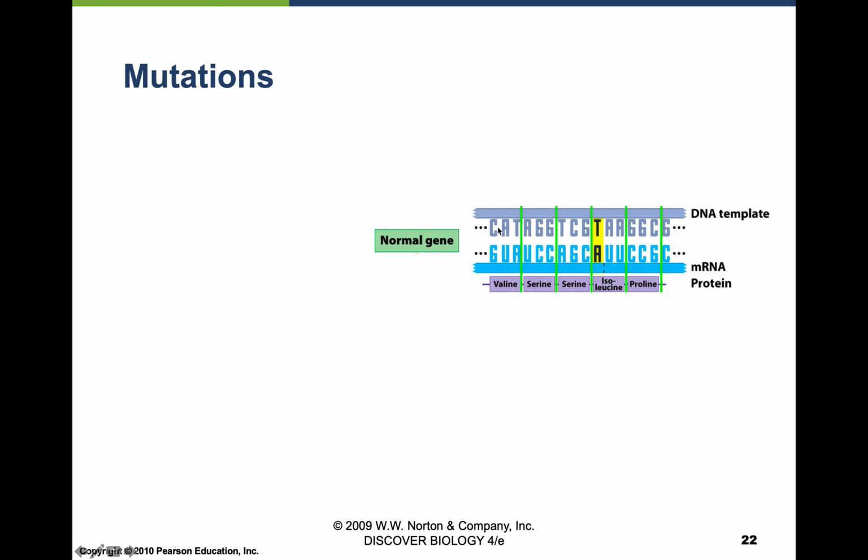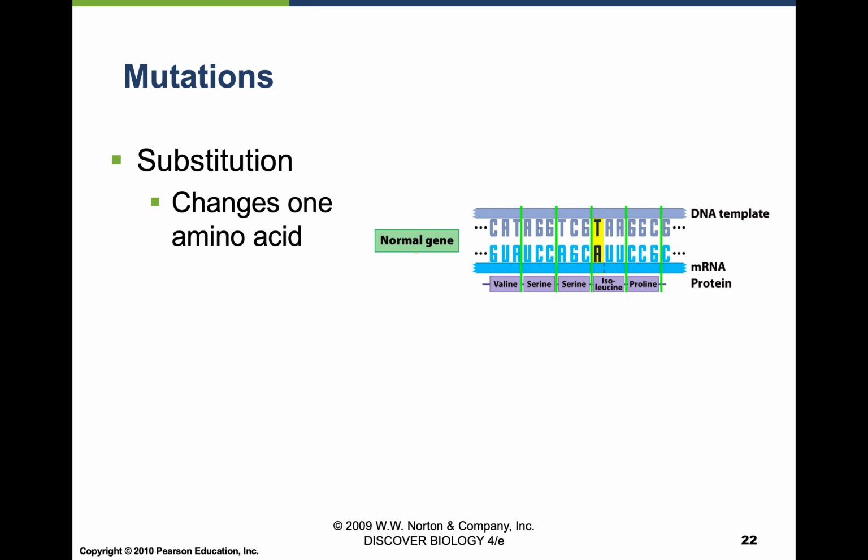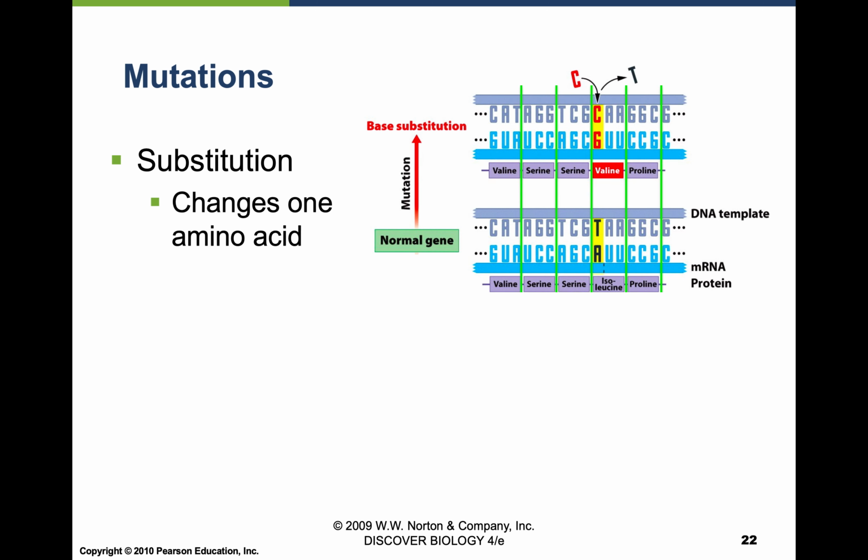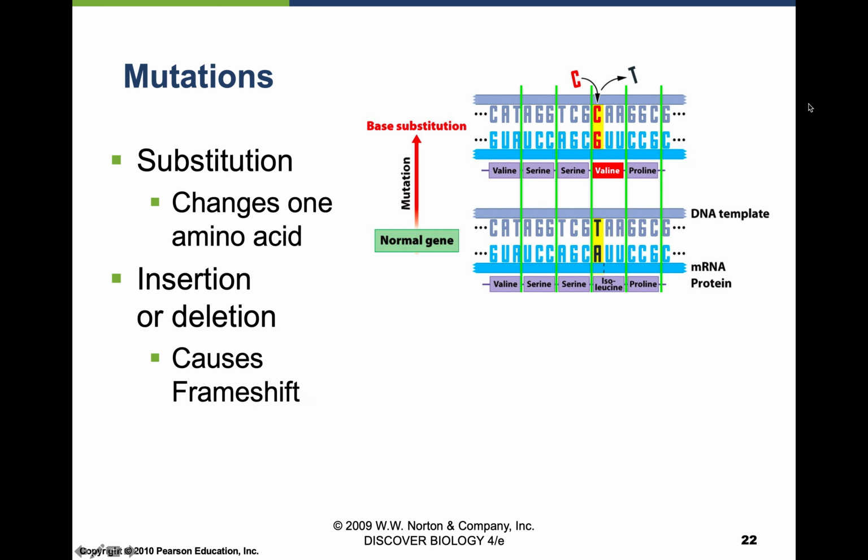These are all organized in threes here. So this is your normal gene. If we get a substitution change here, if we get a C in here instead of a T, it can actually change the protein to a valine.